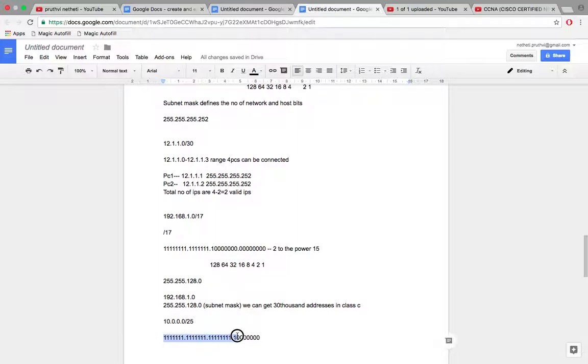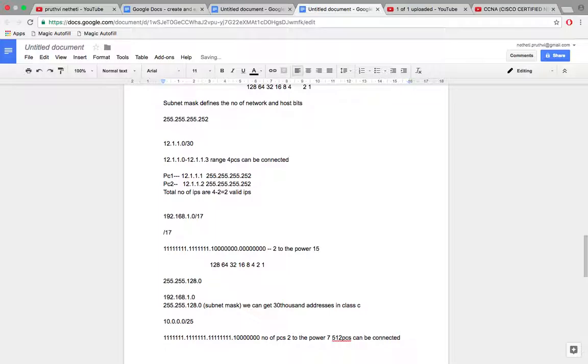So these are 25 bits. How many bits are vacant? 7 bits. So the number of PCs that can be connected is 2 to the power 7. Okay, so 512 PCs. 512 PCs can be connected.